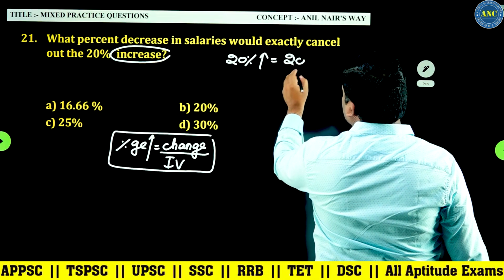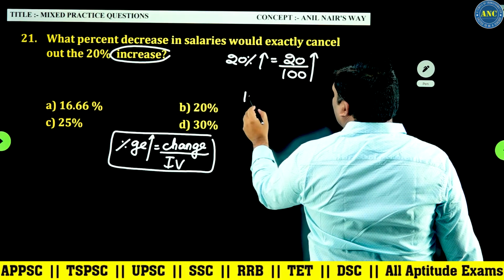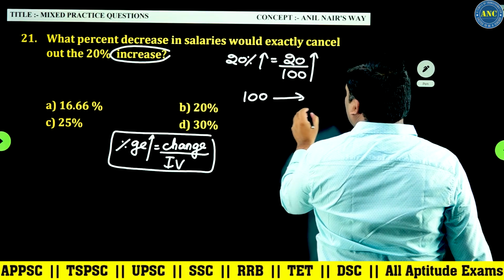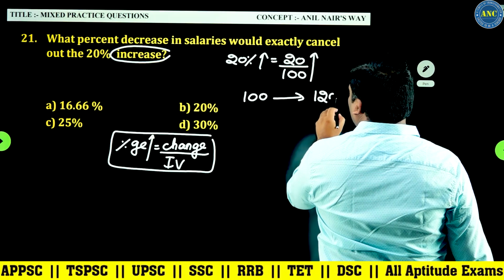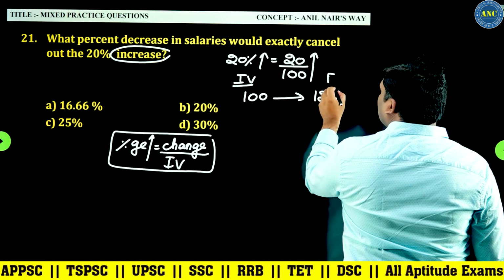20% increase is 20 by 100. On 100, there is an increase of 20. The final value is 120. This is the initial value. This is the final value.